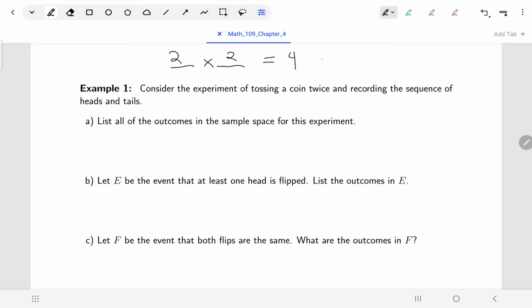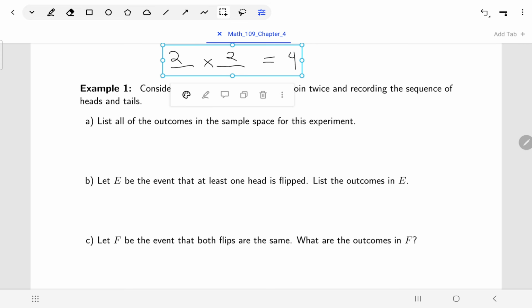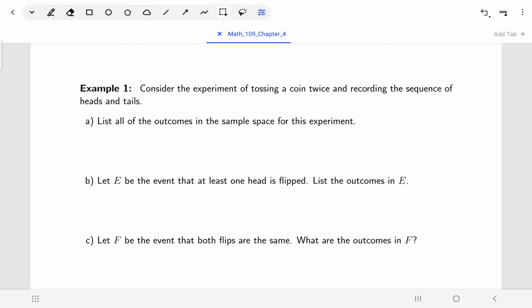That means there should be 4 possible outcomes for this experiment. So I'm going to write down my sample space, my 4 possible outcomes. I'm going to say that the outcomes are, we either have a heads followed by heads, or heads followed by tails, or tails followed by heads, or we have tails followed by tails. Those are the four outcomes for my experiment.